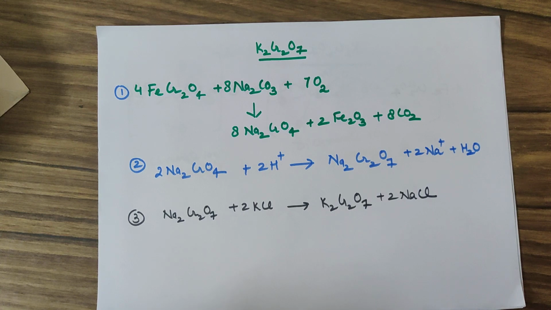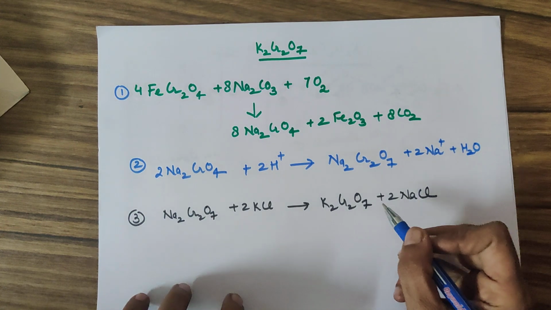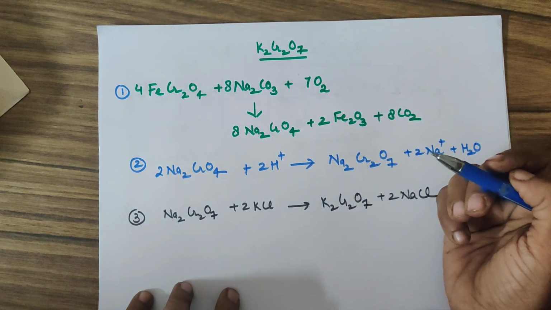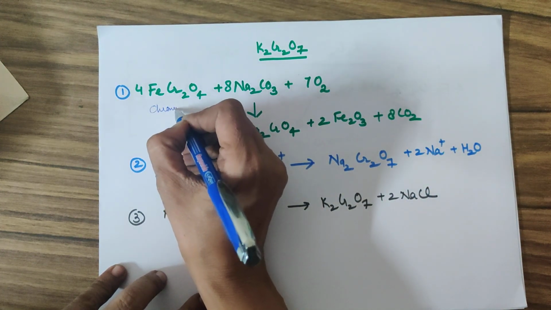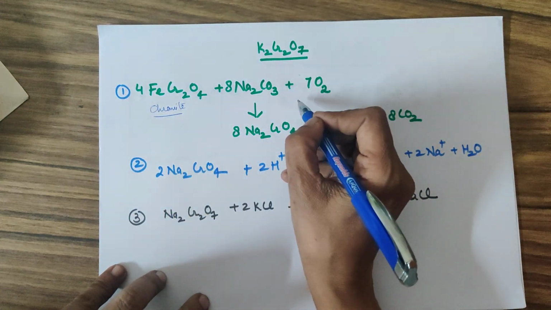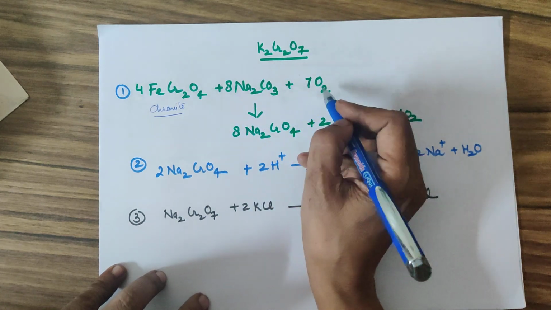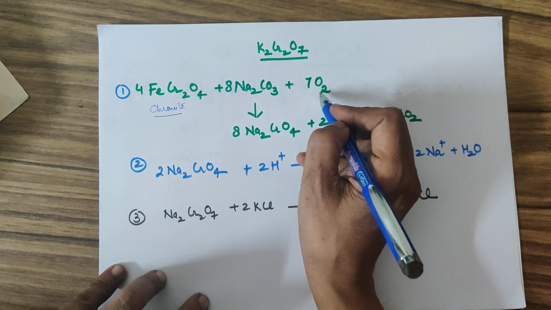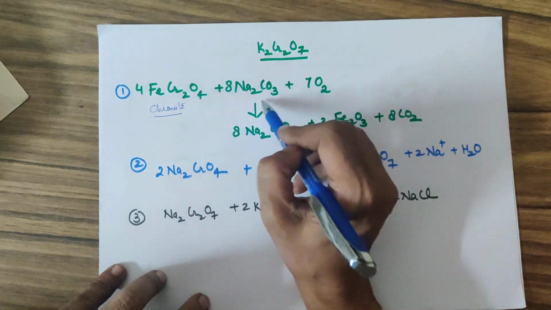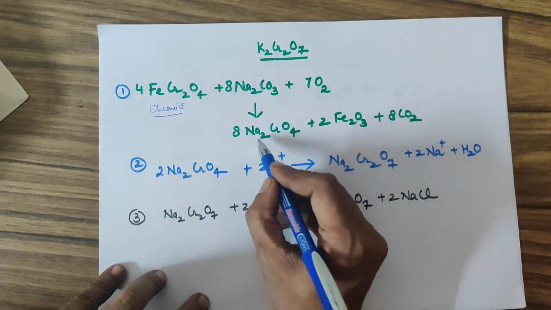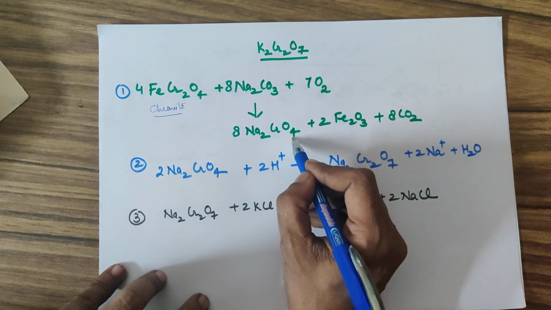Beginning with the preparation of potassium dichromate. Now it is a 3-step process. The first step involves your chromite ore. It is fused with sodium carbonate and oxygen gas. Fused means no water, only heating your ore with sodium carbonate and oxygen. It leads to the formation of sodium chromate.